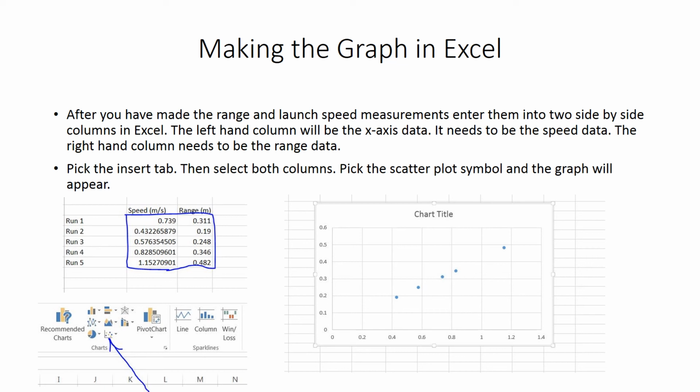Then we can pick the Insert tab at the top, and select both of the columns, as you can see in the blue outline in the picture below. If you pick the scatter plot symbol, the graph will appear, and those are illustrated in the other two pictures. And as you can see, the data points look like they lie on a line.